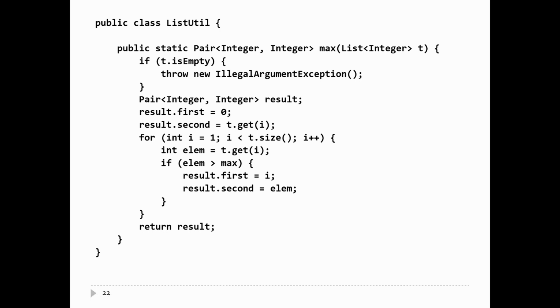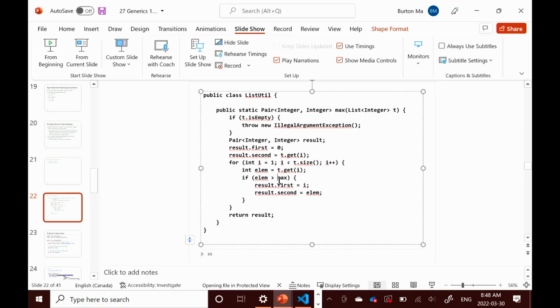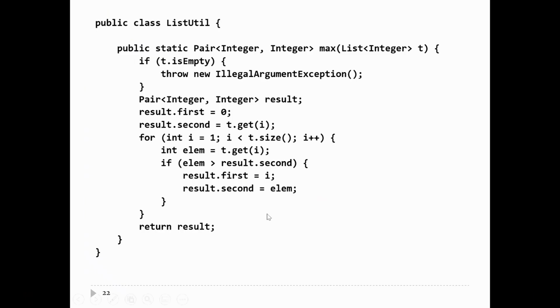Where is max defined? It's not defined. Sorry, that's going to be result.second. Okay, so result.second is holding the current maximum value. So if you find an element that's bigger than the current maximum value, set result.second to that element, and remember what the index is. And so when you return that pair, that gives back to the caller the location of the maximum element and the value of the maximum element.